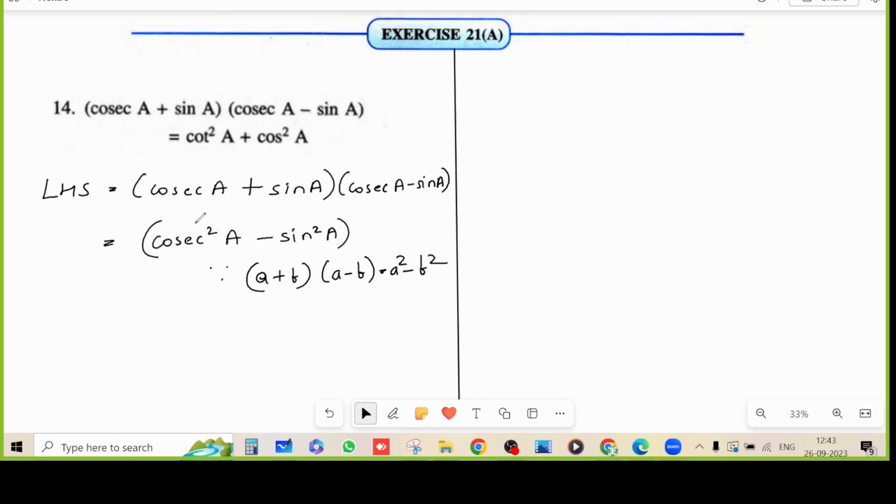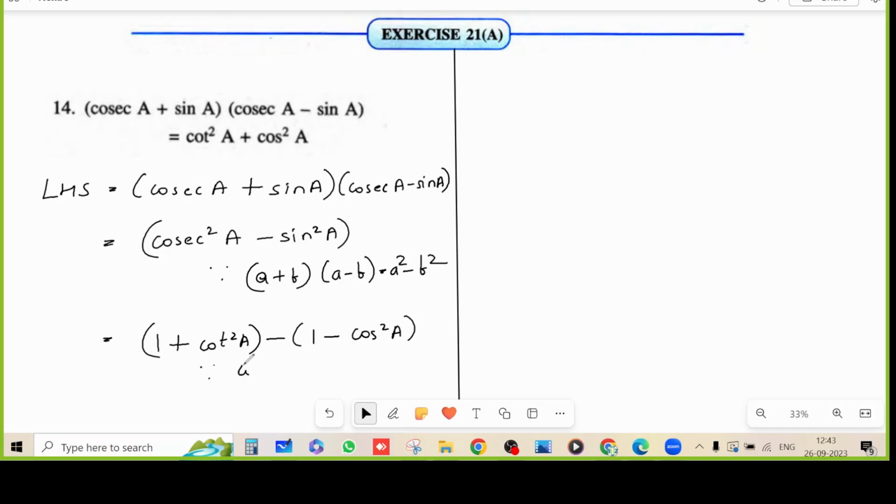Now we can write cosec square A in terms of cot square A as 1 plus cot square A by the trigonometric identity, and sin square A can be written in the form of cos square A as 1 minus cos square A.